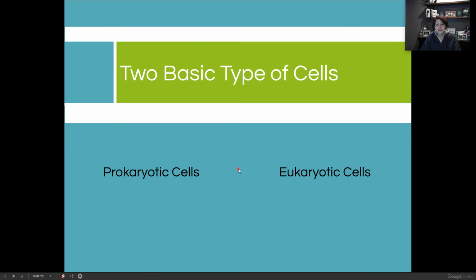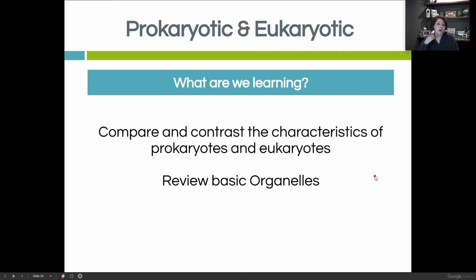All right. So the next part of this is to take our understanding. We know all cells have those four basic parts, but there are two basic types of cells, and we want to look at how these two basic cells are different from one another. The two basic types of cells are prokaryotic cells and eukaryotic cells. So, we're going to learn how to compare and contrast the characteristics of both of these, as well as looking at some of the basic organelles that they contain.